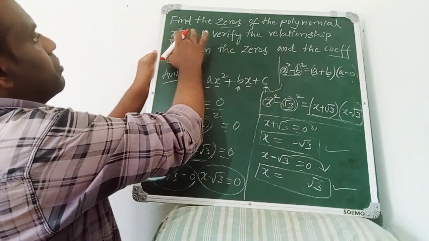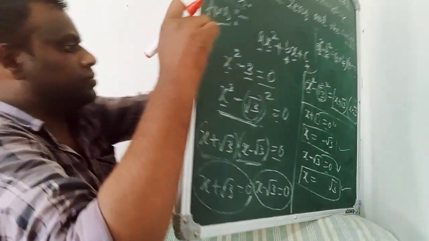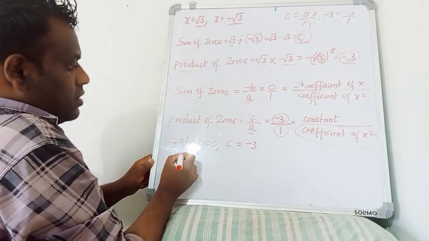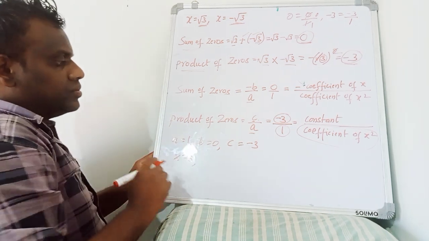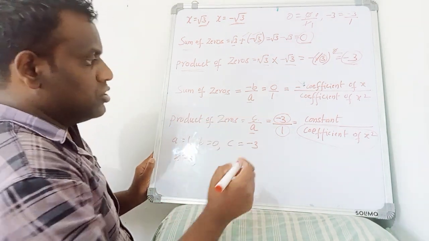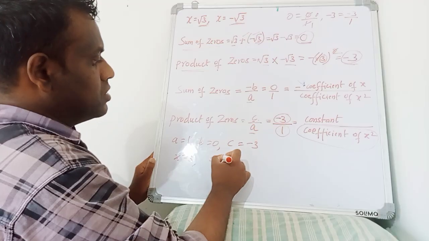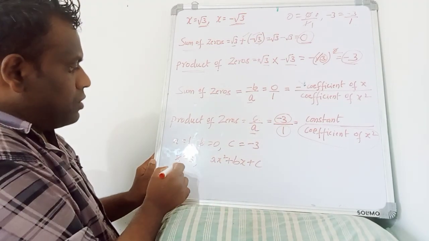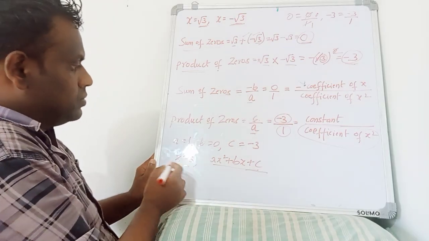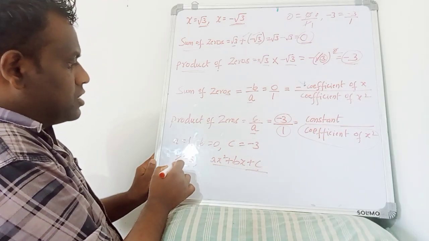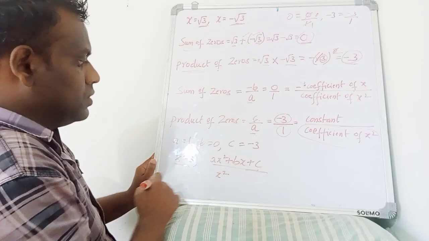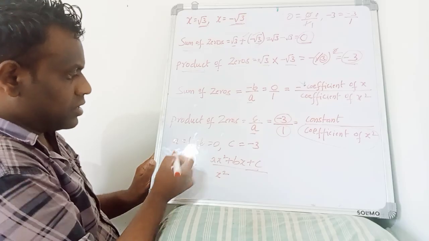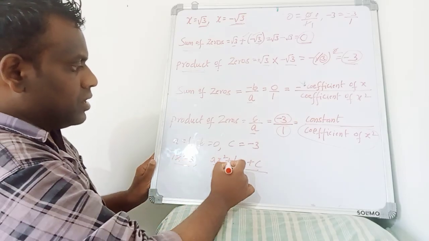Now this is the given polynomial x square minus 3. I will write once again here x square minus 3. General form of quadratic polynomial is this: ax square plus bx plus c. Now we have to write this in the form of this. First write x square. See, x square, here nothing is there means 1 is there. So I will write 1. Next plus.